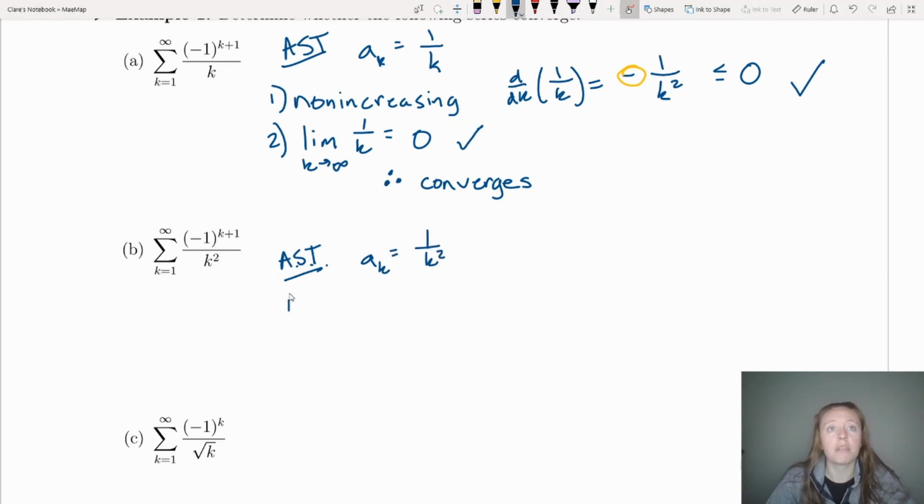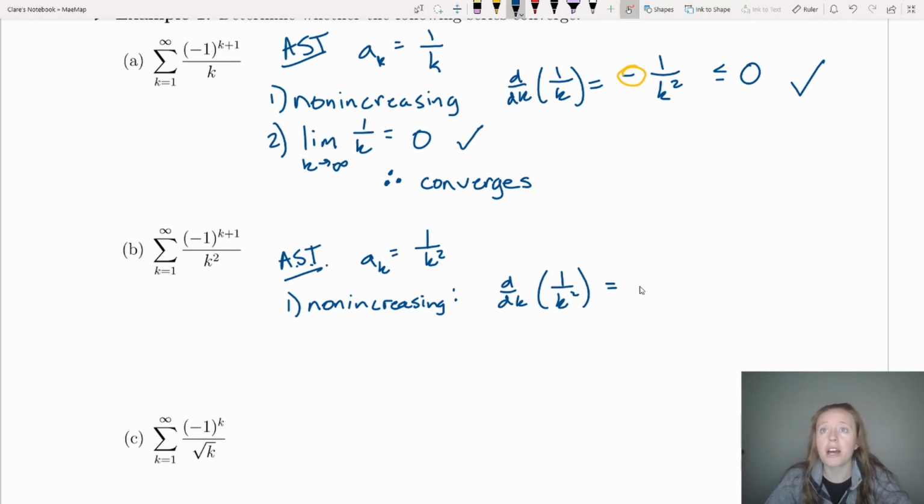Now, I need to show that this is non-increasing. Again, we can easily do this by taking the derivative. As long as that derivative is less than or equal to 0, we know that it's either negative or 0, which means our slope is negative or not changing at all. So that would be non-increasing. Taking the derivative again, I'm going to do d/dk of 1 over k squared. That is like k to the negative 2.